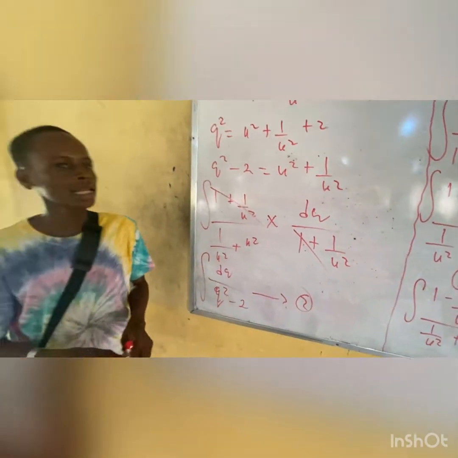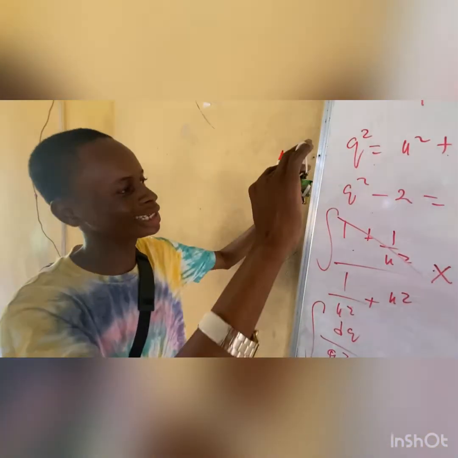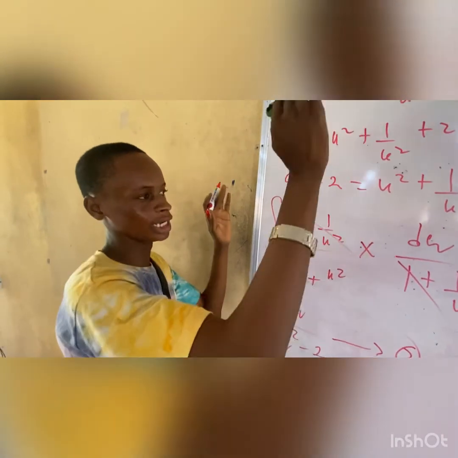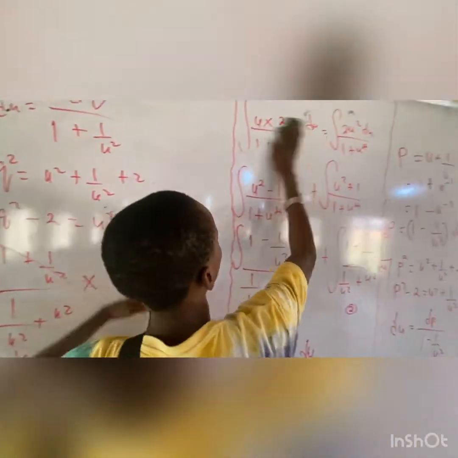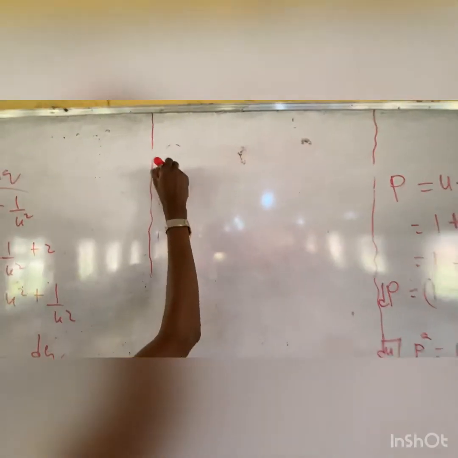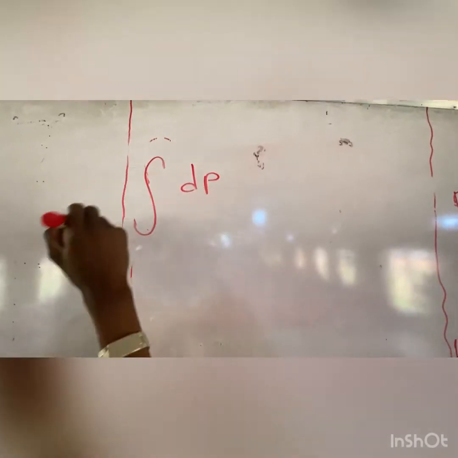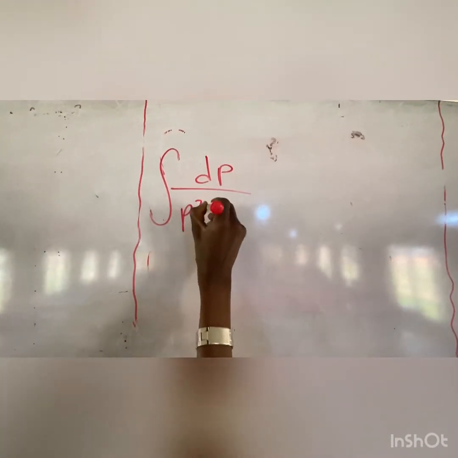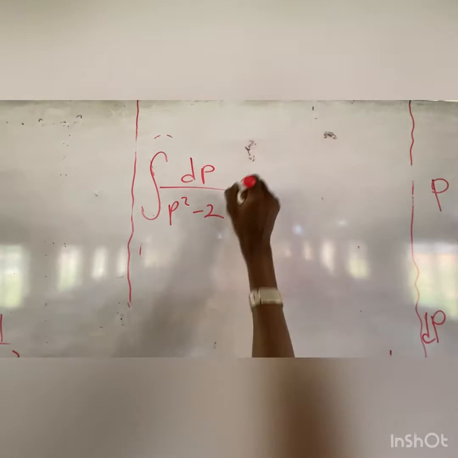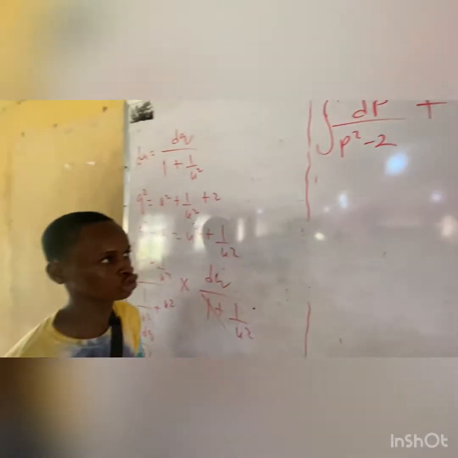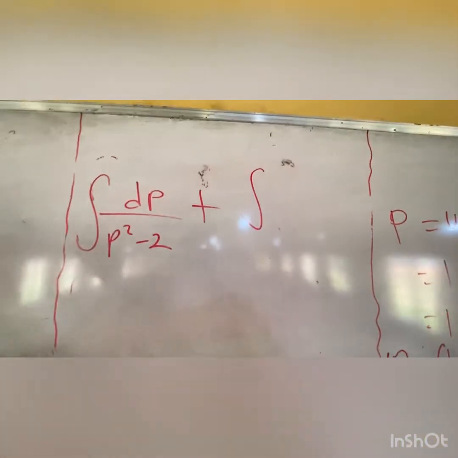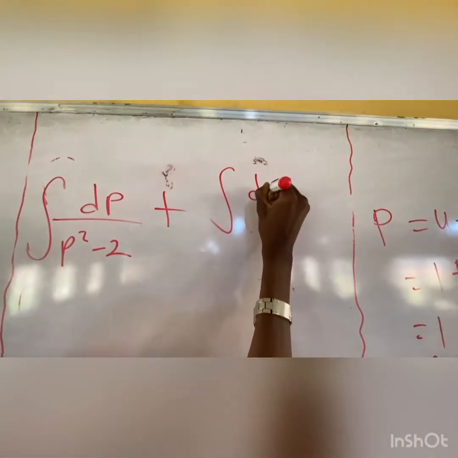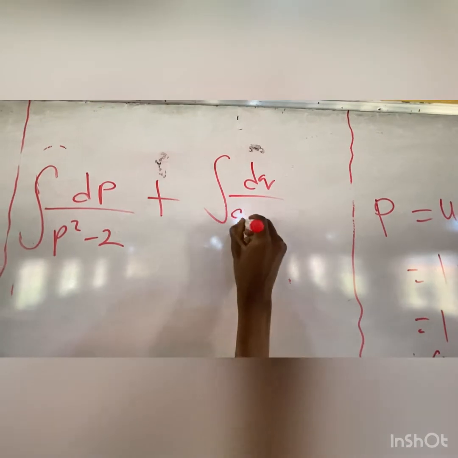This is our equation 2. Now bringing back equation 1 and 2, understanding every single step of the way. So we will now concentrate on equation 1 and equation 2. So we have, let's write the integral of dp over p squared minus 2 plus, we split the 2, so definitely we bring the 2 together. So plus the integral of dq over q squared.